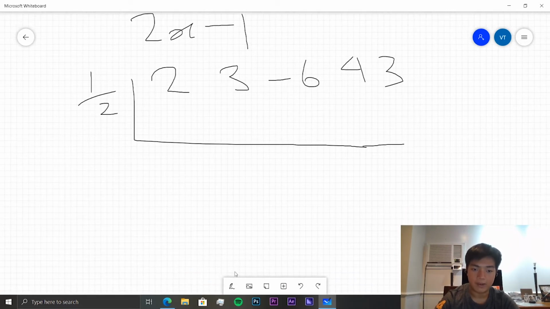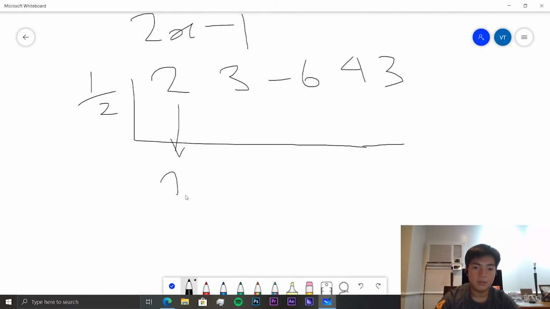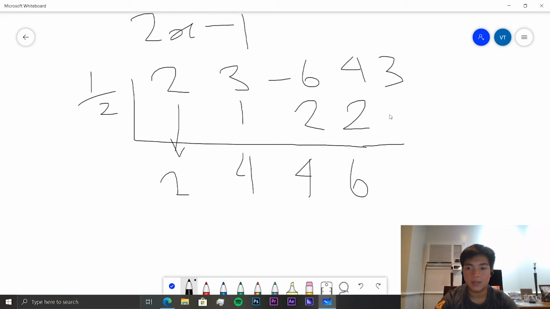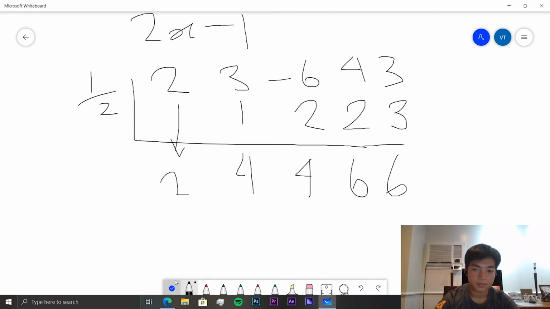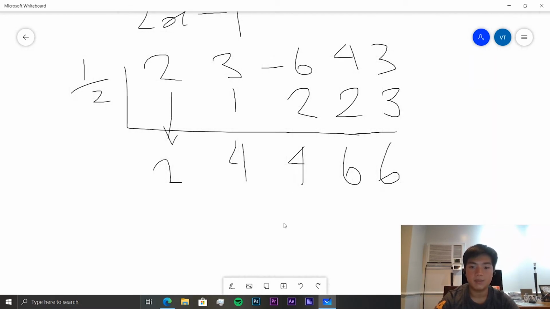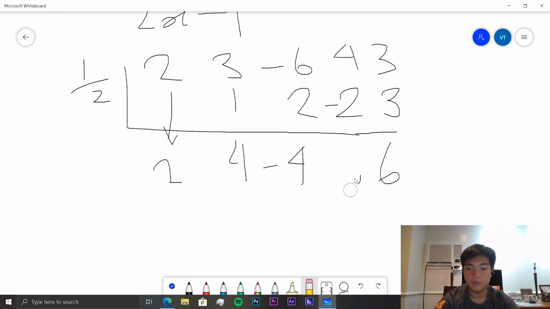So drop down 2, 2 times 1/2, 1, 3 plus 1, 4, 4 times 1/2, 2, negative 6 plus 2, negative 4. I made a mistake, negative 4, therefore times 1/2 negative 2, 4 minus 2 is actually 2, oopsies. And then 2 times 1/2 is 1, so we have 3 plus 1 is 4.